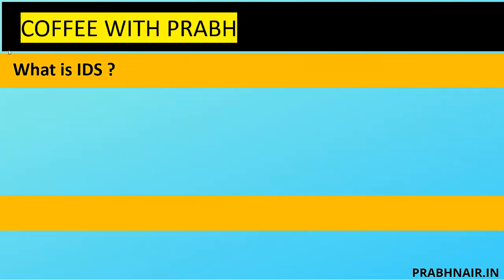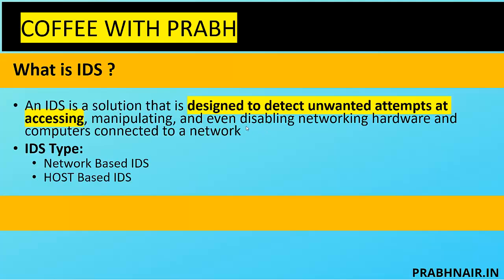Okay, can you please tell me about IDS? IDS basically stands for intrusion detection system. The solution's primary objective is to detect intrusion. What is an intrusion? If someone tries to penetrate into the network in an unauthorized manner, that is called an intrusion. So it is a solution designed to detect unwanted attempts at accessing, manipulating, or even disabling network hardware and computers connected to the network. IDS is basically of two types: network-based IDS and host-based IDS.